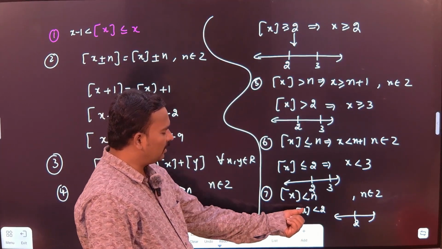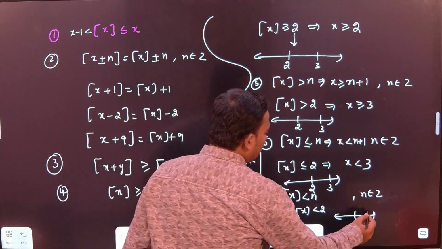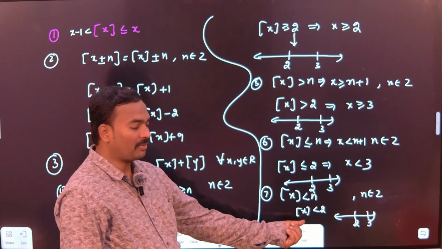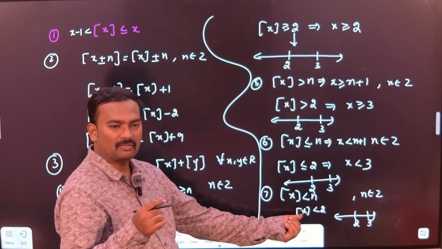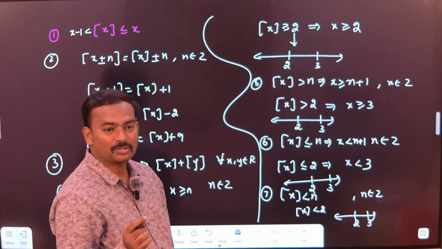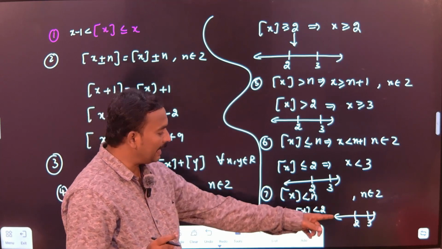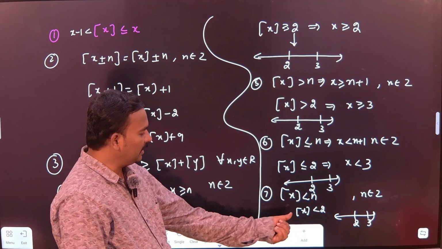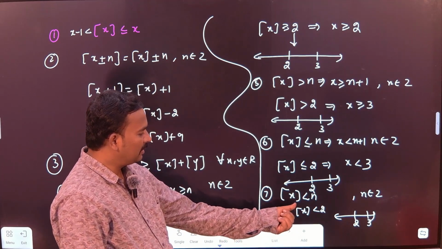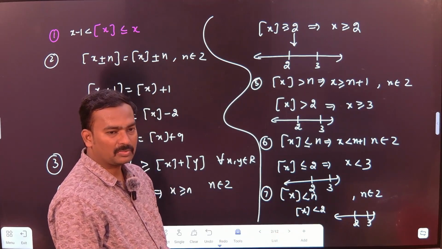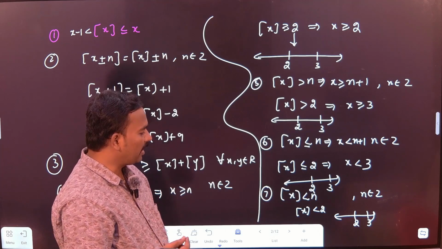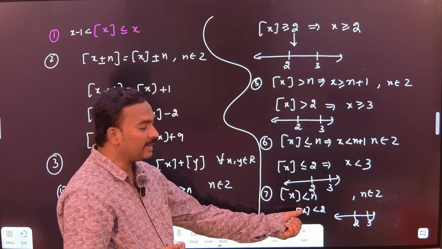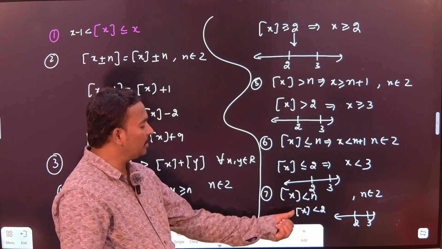But if you take 2 to 3, you can take 2.5. 2.5, the greatest integer will be 2. 2 less than 2, not possible. So you cannot take more than 2, right? So that means x should be strictly less than 2 only. Because for 1.5, the greatest integer is 1, and 1 is less than 2. You cannot take 2 also. More than 2 you cannot take.